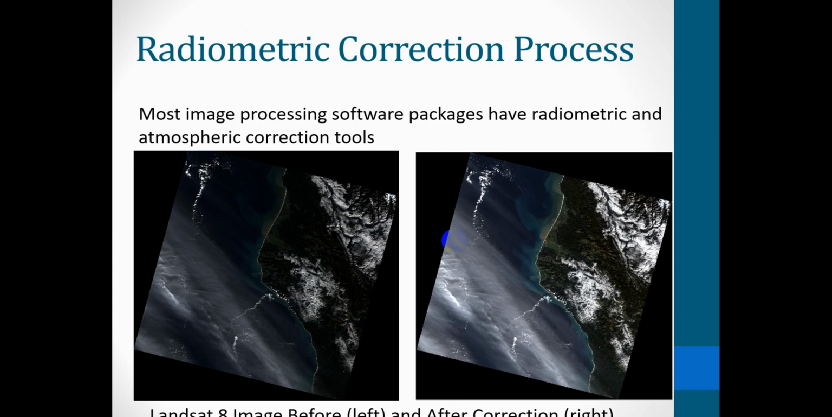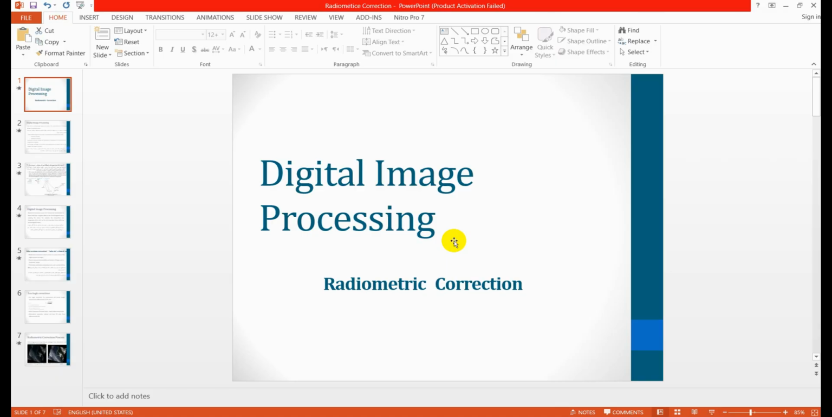Radiometric correction is done in many software packages, such as ArcGIS, ENVI, Erdas, and more. The left picture is the before-correction picture, and the right is the after-correction picture. Here you can clearly see the change and the difference.